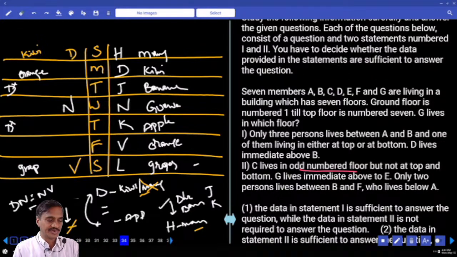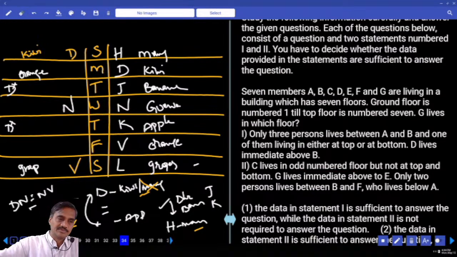Now this is about questions 29 to 33. The next one, 34 and 35. These two are based on data sufficiency. Now how many statements are there in this? Only 2 statements, data sufficiency.